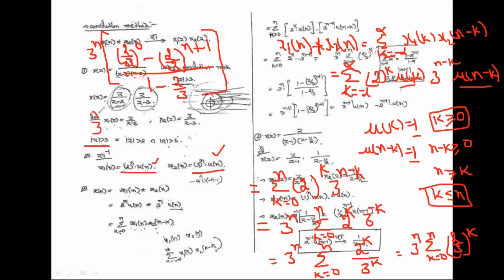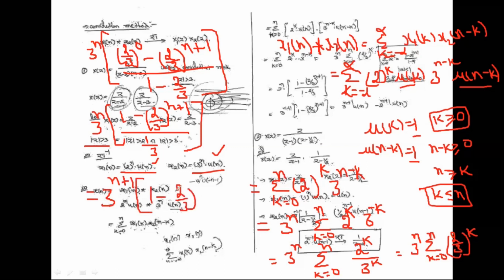Any number to the power 0 is 1. So 2/3 whole power n plus 1, divided by the denominator 3 minus 2, which is 1, gives 1/3 in the numerator, and that is 3 power 1 only. Finally, you can write this function as 3 power n plus 1 multiplied with 1 minus (2/3) whole power n plus 1.